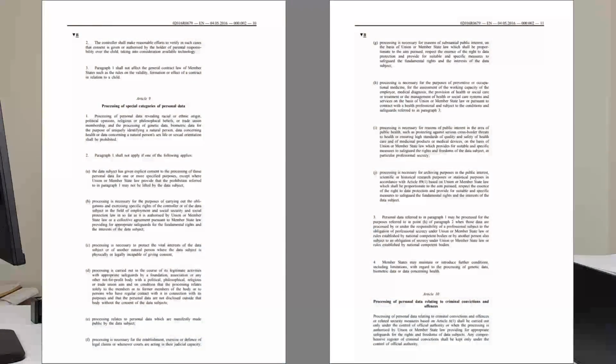So let's take a brief look at the lawful grounds for processing your health data. 1. Where you give your consent. 2. For employment reasons. 3. To protect the interests of a person who is physically or legally incapable of giving consent. 4. Where processing is carried out by a not-for-profit body with a political, philosophical, religious or trade union aim. 5. Where the data is manifestly made public by the data subject.